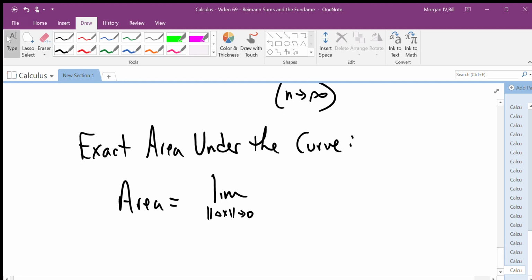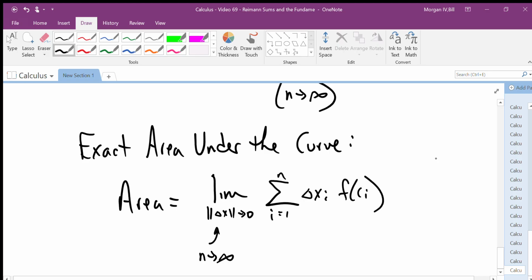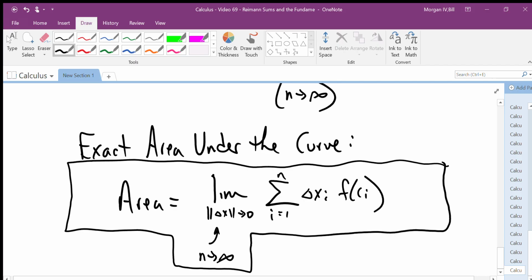And again, when you see that, you're thinking, okay, in order for that to happen, the n must go to infinity. It must have infinitely many of them. Of the sum, i equals 1 to n, of delta xi times f of ci. And we have found, finally, the most generalized form of finding the exact area under the curve. It's the limit as the largest subinterval goes to 0 of the sum i equals 1 to n of delta xi times f of ci.